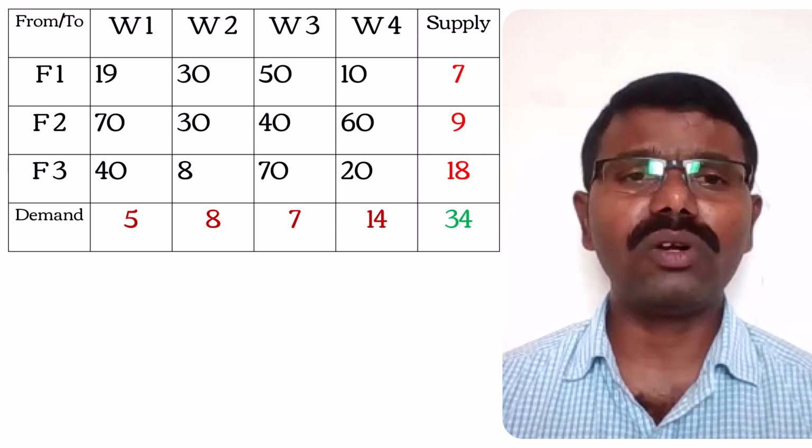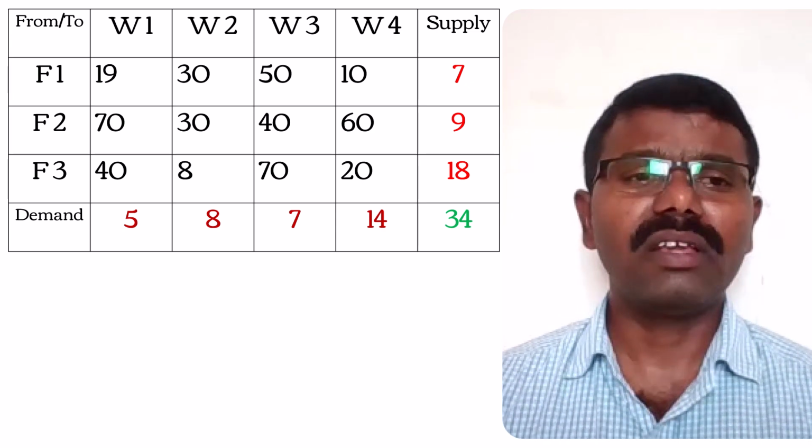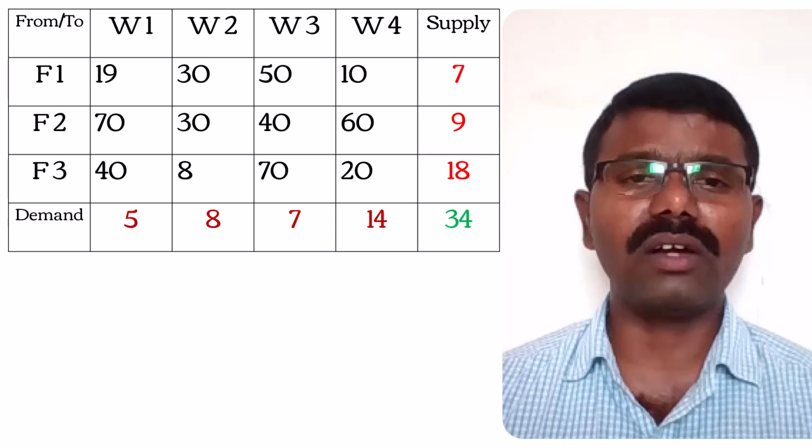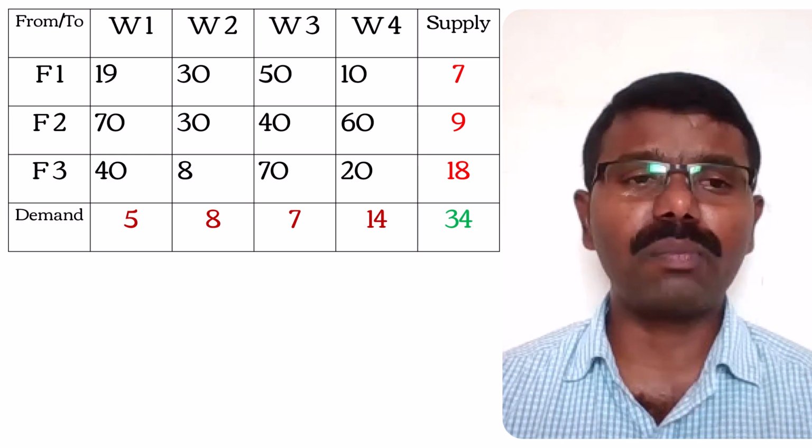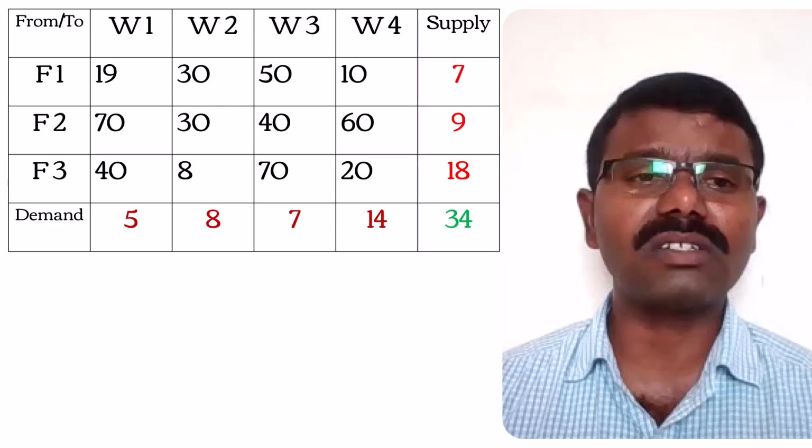So according to northwest corner rule method, in this 3 by 4 matrix, whatever is the left top corner, that corner we need to first assign.